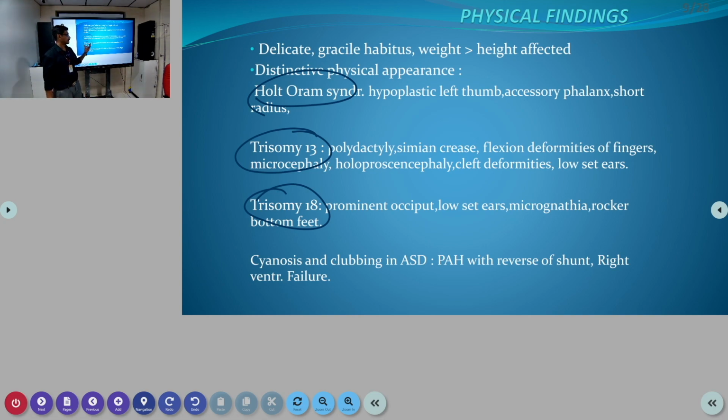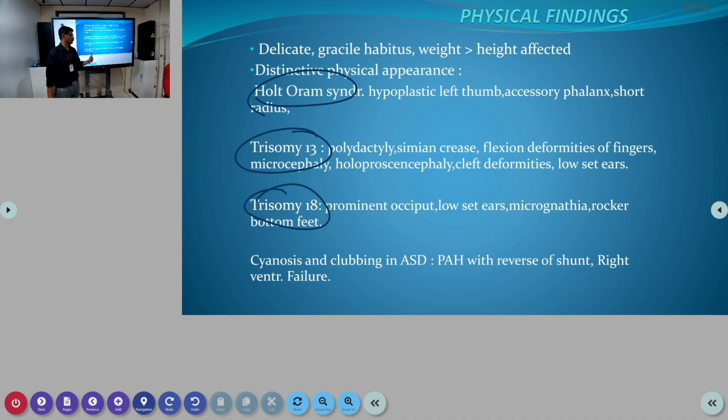In trisomy 13, you have polydactyly, you can get flexion deformities of fingers, microcephaly, holoprosencephaly and cleft deformities with low set ears. Low set ears is usually when, if you draw a line from the eye backwards, 1/3 of the pinna should be above that. If the majority of the ear is below that line, you call it low set ears.